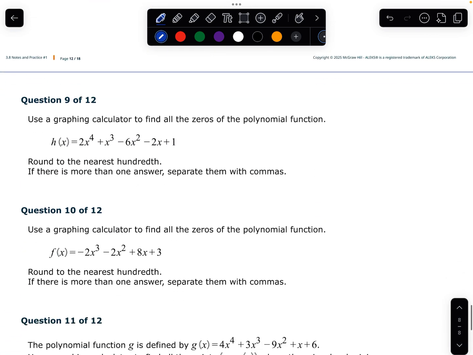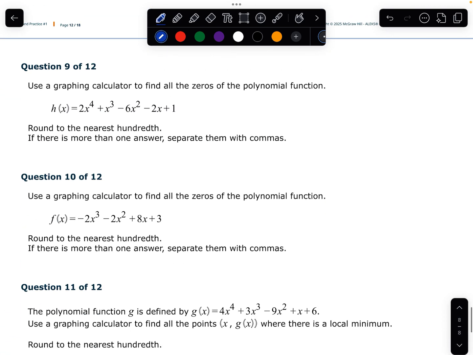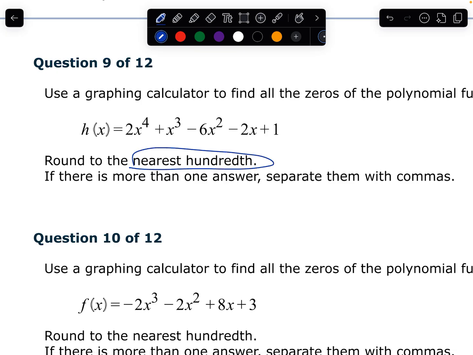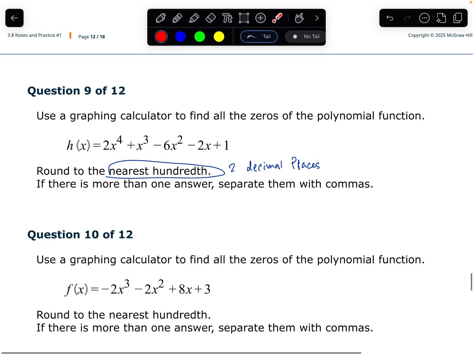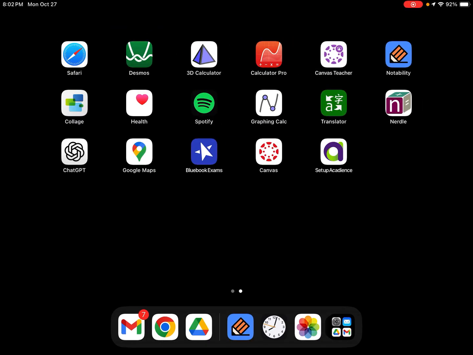Okay? All right, for 9, it says use a graphing calculator to find all the zeros of the polynomial function, round to the nearest hundredths. So this means round to 2 decimal places. And as far as graphing calculator, there is one in ALEKS, but it's kind of hard to use. So I would just recommend that you use Desmos. So I'm going to go to Desmos.